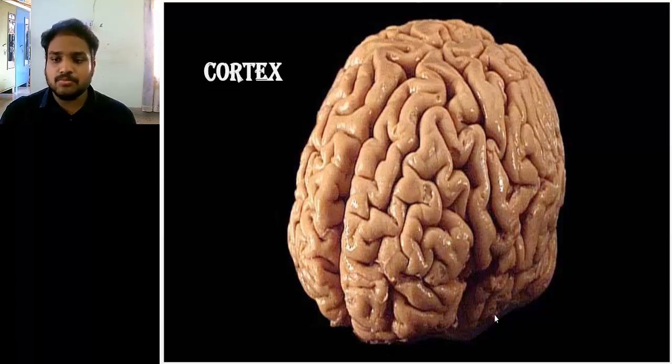So in this video we will deal with the cortex. When we say the cortex, you know that the cerebrum is the largest part of the human brain, and we have two cerebral hemispheres which are controlling the opposite halves of the body, right? And the cortex is nothing but a surface layer of gray matter that consists of the cell bodies of the neurons.